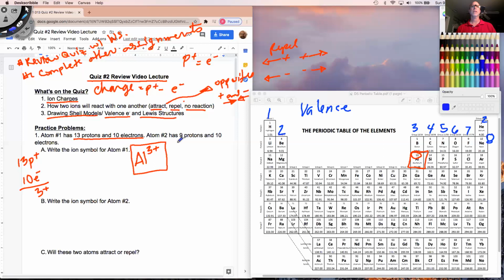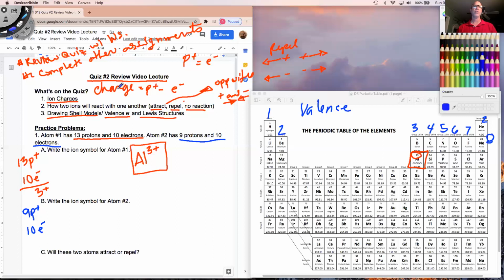Number 2 says there's 9 protons and 10 electrons. So we have 9 protons, we have 10 electrons. And remember we talked, do we have more protons or more electrons? Well, 10 is bigger than 9, which means we have more electrons. How many more electrons do we have? Well, you can see if this one's 10 and that one's 9, we have 1 more electron.